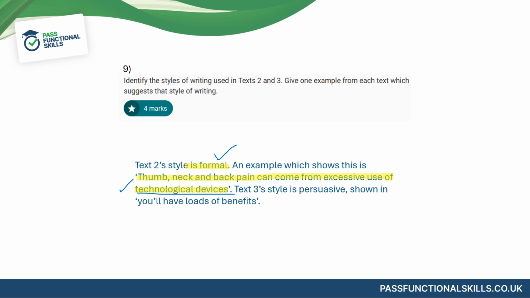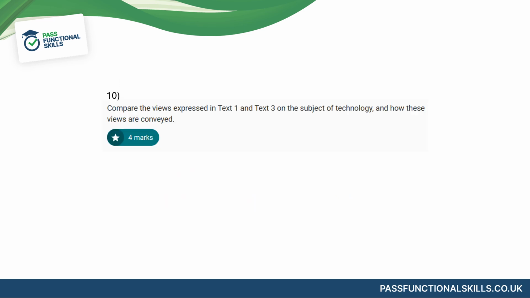Then they've moved on to text 3. So text 3 style is persuasive for our third mark. And then the example they've given is you'll have loads of benefits. So the direct address in there makes it persuasive, and also telling them that they're going to have lots of benefits makes it persuasive as well. So we've got 4 marks for that question there.